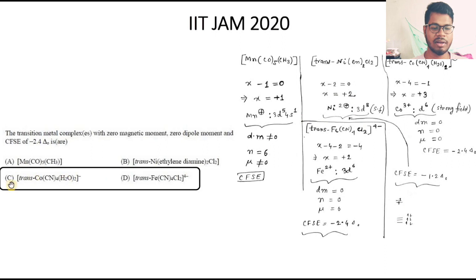If you go through option C, it is a trans system, so of course the dipole moment will be 0, and if you get all these things, then you can get the CFSE is this. Just do normal mathematics, and to get that, just check my material. Option D is also the same. I'm not explaining this, just pause the video and see the calculation I have done.